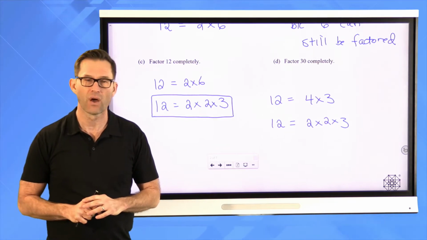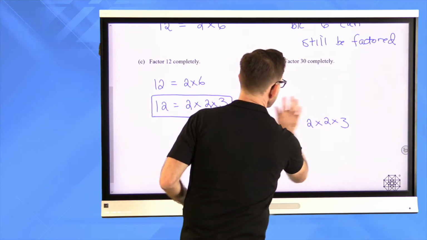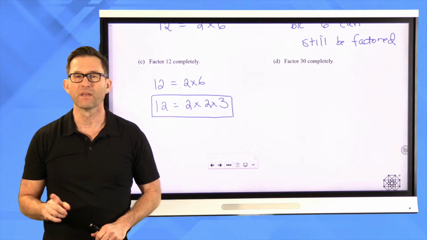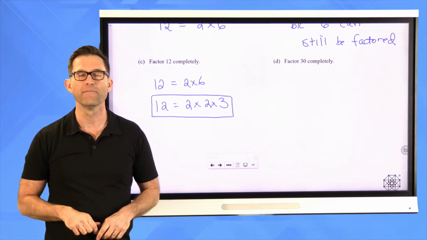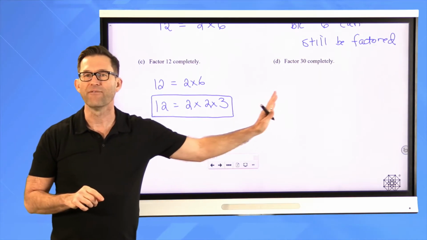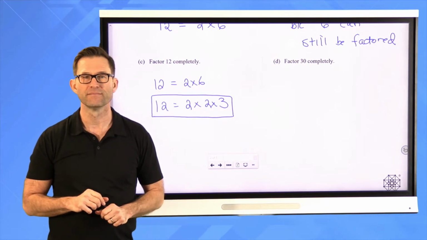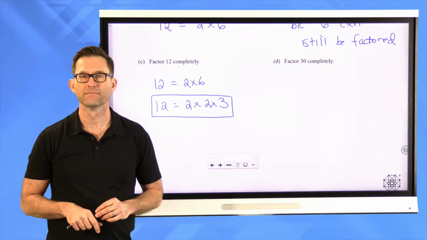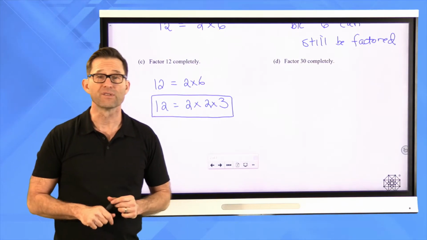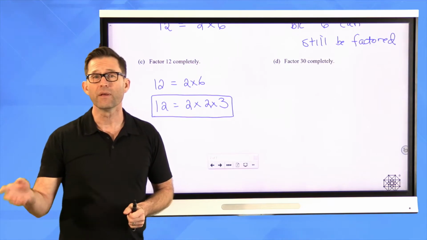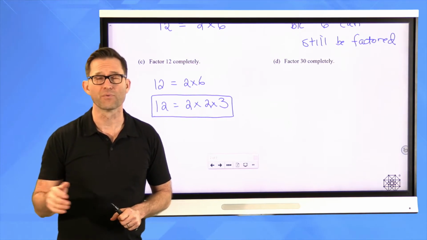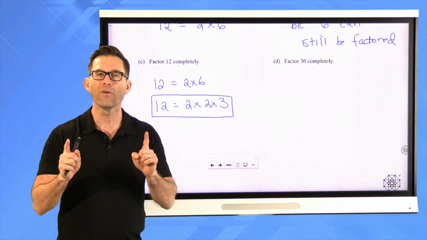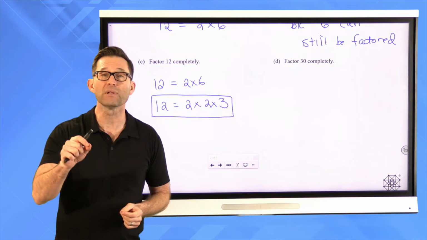Eventually, you just have to make sure that nothing else can be written any further as a product of whole numbers. Okay, that being said, letter D asks us to factor 30 completely. So this time, because there are multiple pathways to doing that, I'd like you to pause the video and factor 30 completely. Alright, well, there's actually a lot of different ways to start. We could start with 30 equals 2 times 15, or 30 equals 3 times 10, or 30 equals 6 times 5.